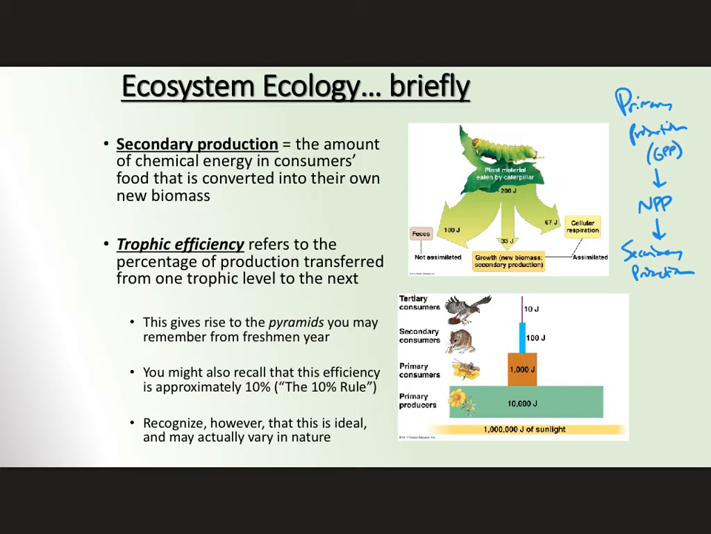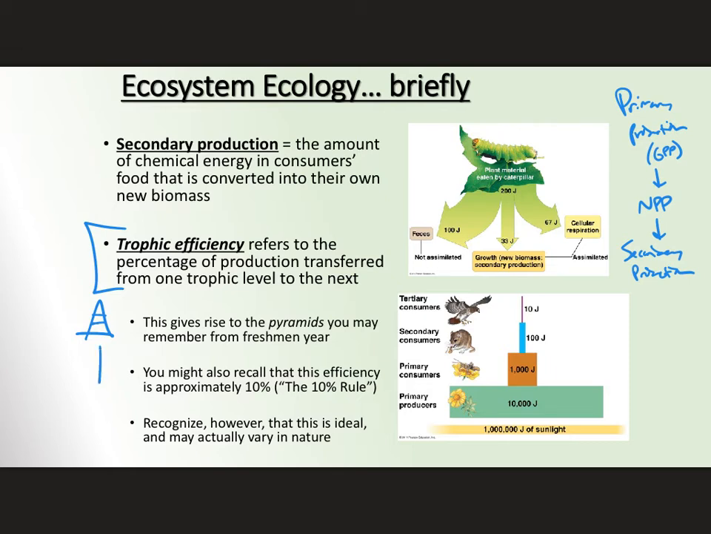Now, all of this we're talking about is an example of trophic efficiency. How well does the energy that starts in the sun make its way from one trophic level to the next? And this gives us what you might recall from freshman year, which were pyramids, energy pyramids. Another way of expressing a food chain, basically.